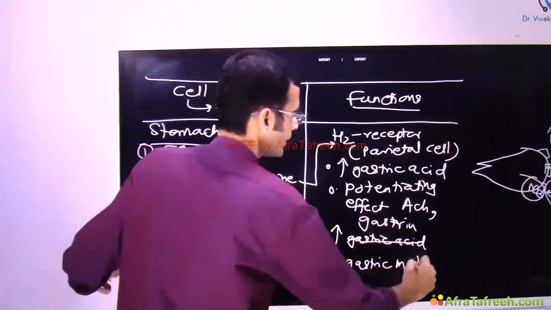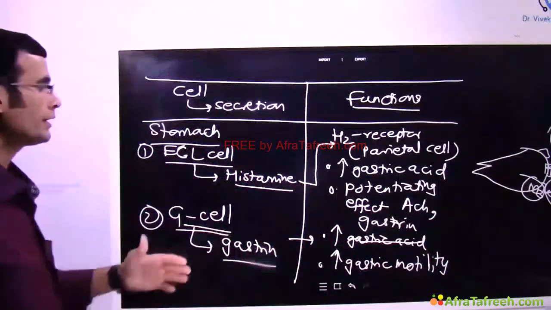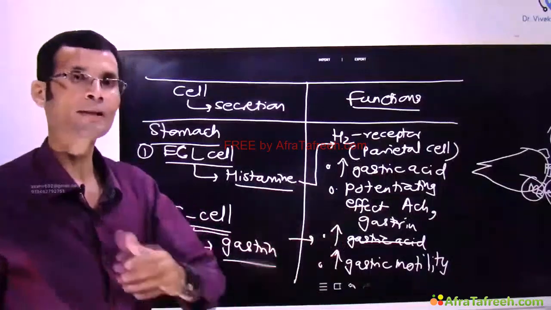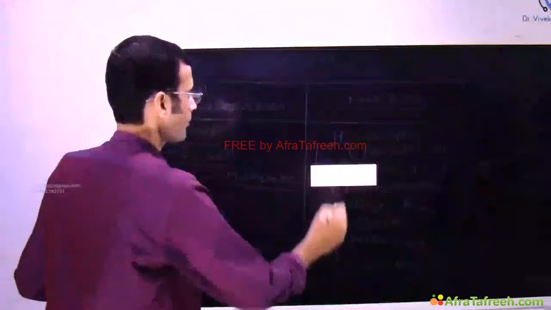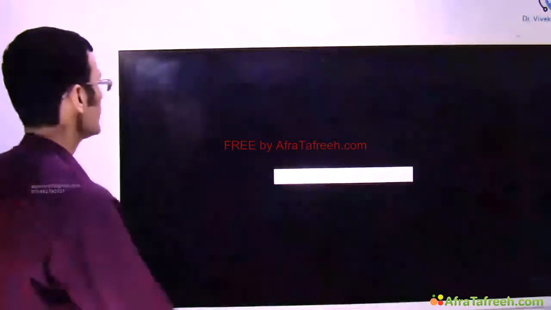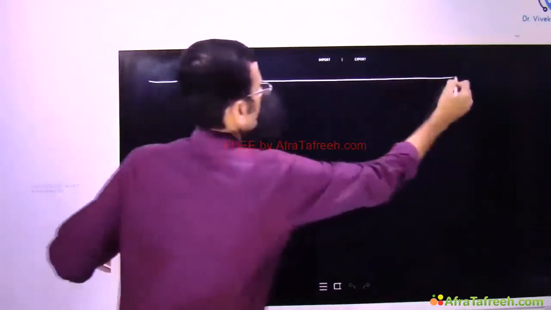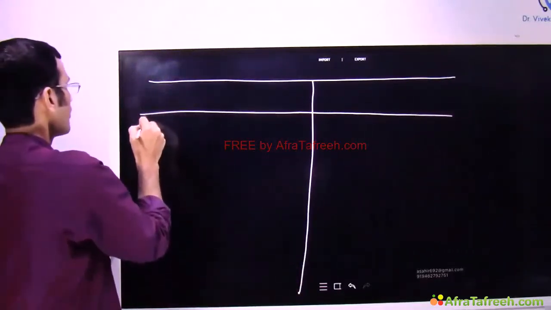As we have already seen, gastrin increases the motility of the stomach and therefore hastens the gastric emptying. These are the cells in the stomach. Well, there is one more cell which needs to be discussed, but before that, let me ask you a question, a quick MCQ.